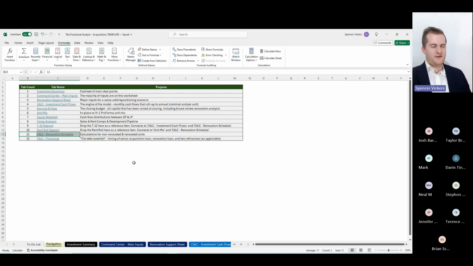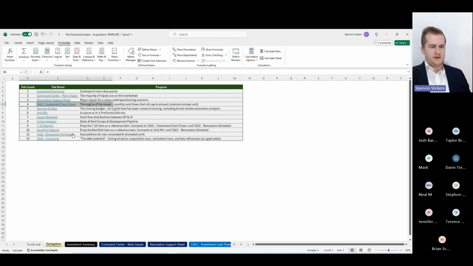Different sponsors like to do it different ways. A lot have requested the scoping by building to be able to just get a high level, quick and dirty look at what a renovation scenario would look like. And then they like having the scoping by floor plan to get into the details later.